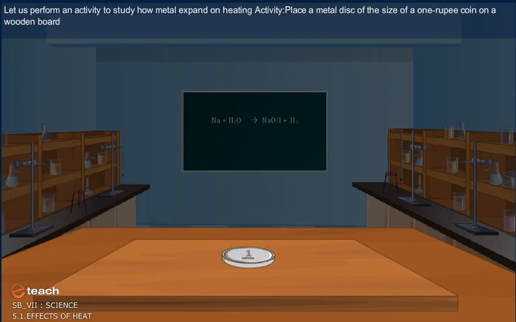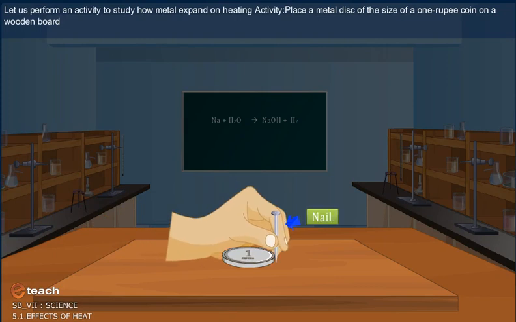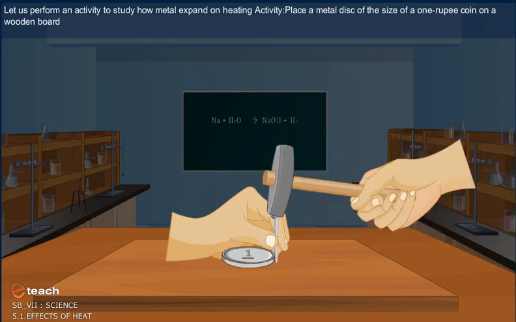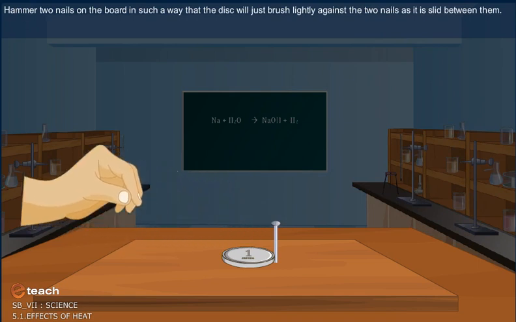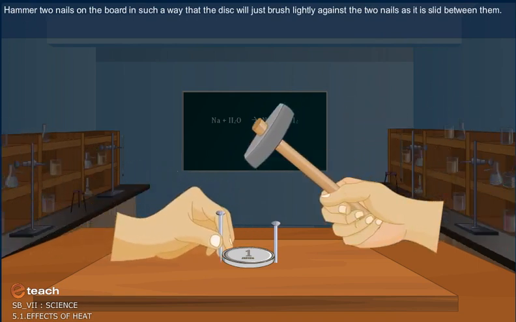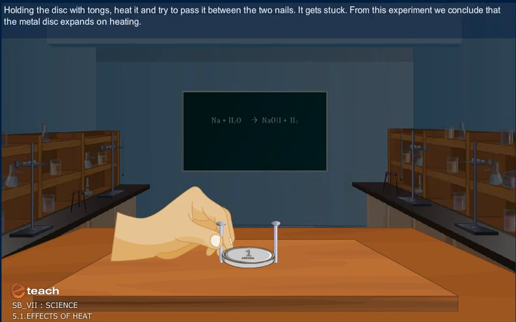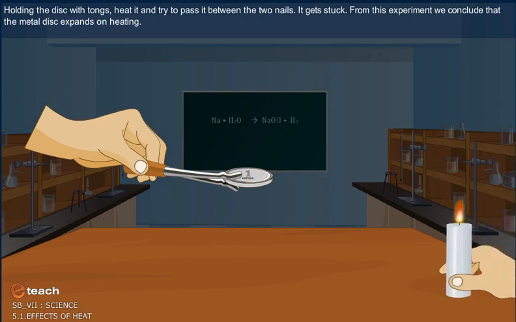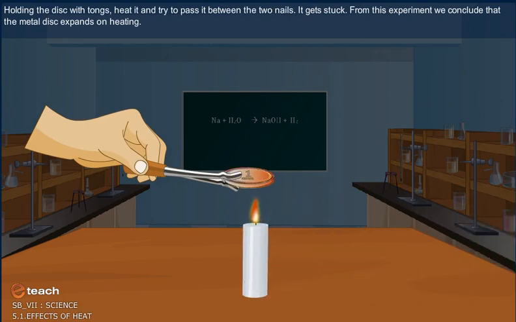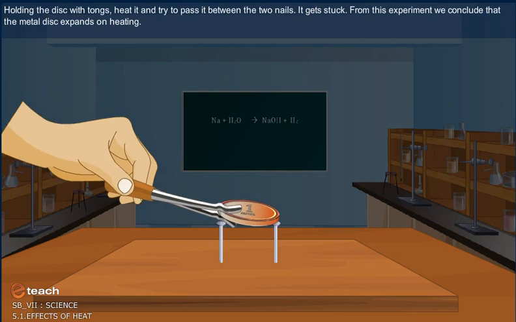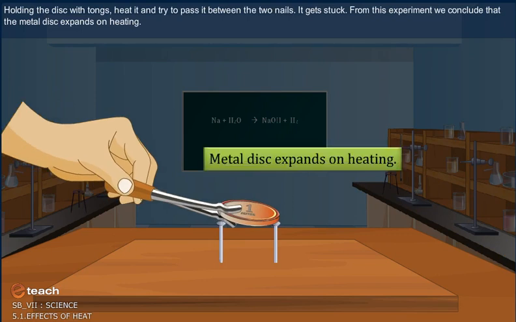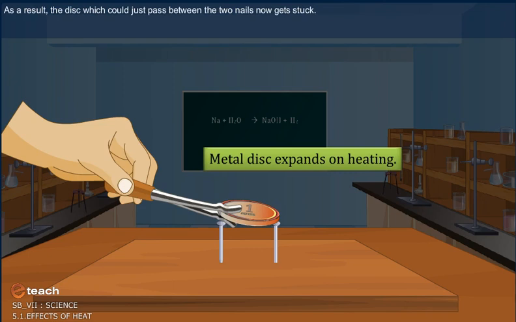Activity. Place a metal disc of the size of a 1 rupee coin on a wooden board. Hammer two nails on the board in such a way that the disc will just brush lightly against the two nails as it is slid between them. Holding the disc with tongs, heat it and try to pass it between the two nails. It gets stuck. From this experiment, we conclude that the metal disc expands on heating. As a result, the disc which could just pass between the two nails now gets stuck.